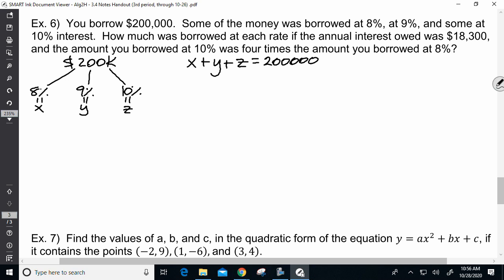Your interest owed is $18,300. So the interest from the first account, since it's 8%, is 0.08X. For the second account, 0.09Y. Third account, 0.10Z equals 18,300.